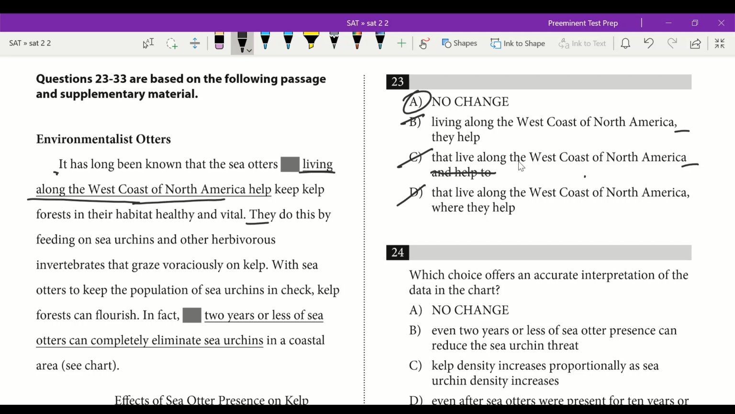Alright. They do this by feeding on sea urchins and other herbivores, invertebrates that graze voraciously on kelp.